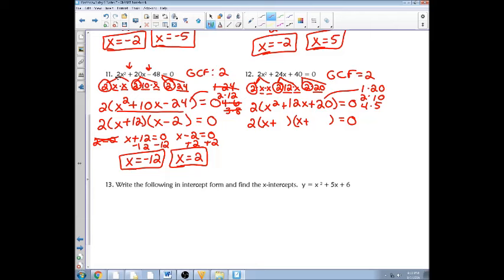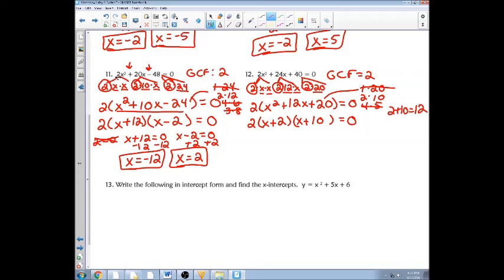From here, I need to see which one of these combinations of numbers could add up to 12. Could 1 and 20 ever add to 12? No. How about 4 and 5? Could that add to 12? No. 2 and 10 add to 12? Well, 2 plus 10 would get me 12, right? So since both of my signs are positive, it doesn't matter where I put those. I could make that x plus 10 times x plus 2, or I could make it x plus 2 times x plus 10 like I did.